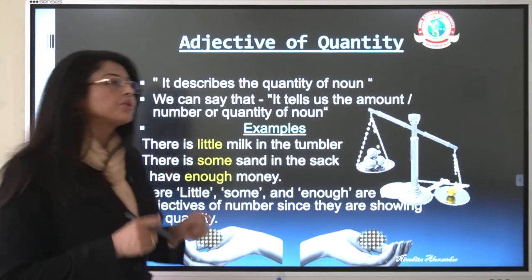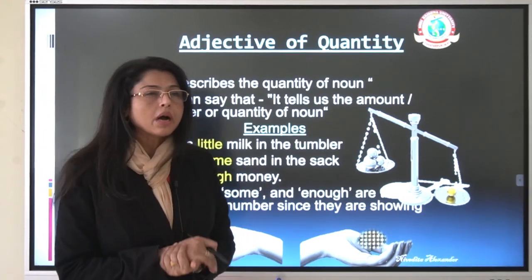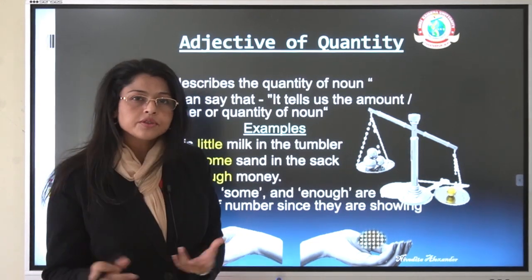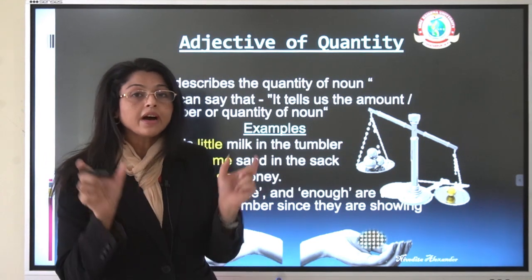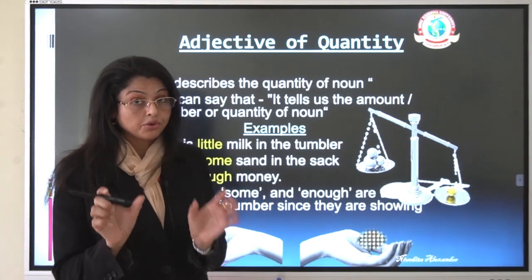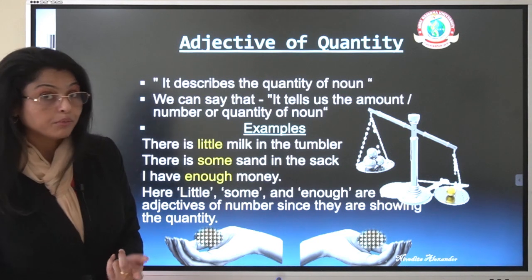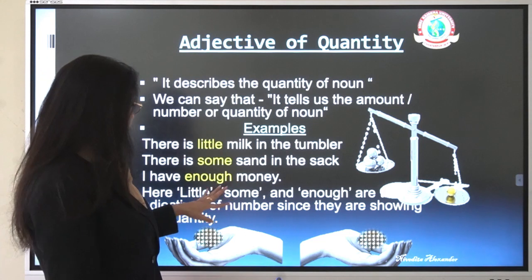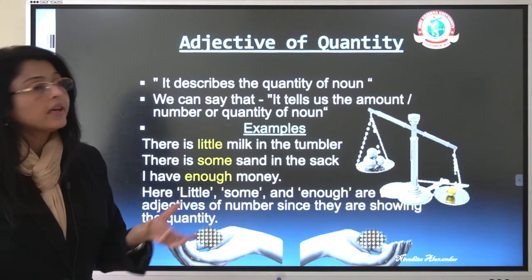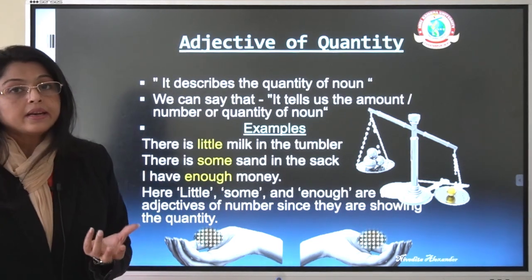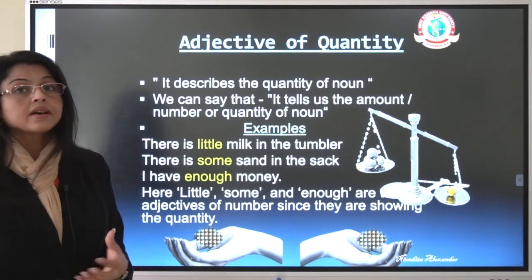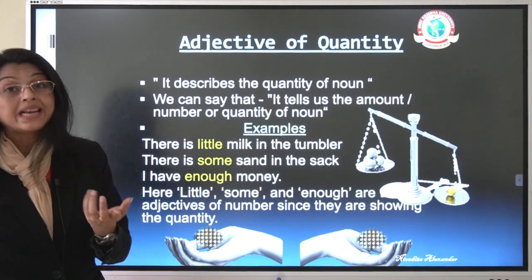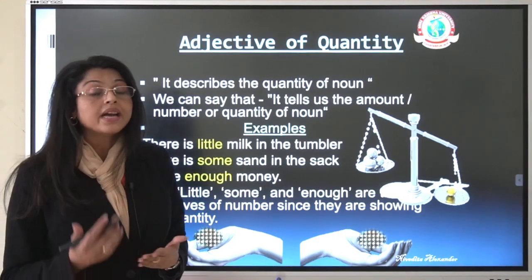You say, how much do you earn? You don't want to tell the exact figure, so how will you express that? You will say I earn sufficient enough. So these two words, sufficient enough, are the adjectives. They are showing the quantity but not the exact number. Okay, that's the difference between adjective of quantity and adjective of number. So anything which you do not want to specify in numbers, you specify in certain words like some, enough, sufficient, more, less. These kinds of words are the adjectives.